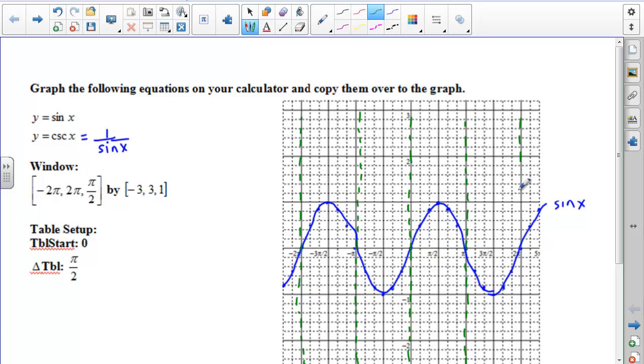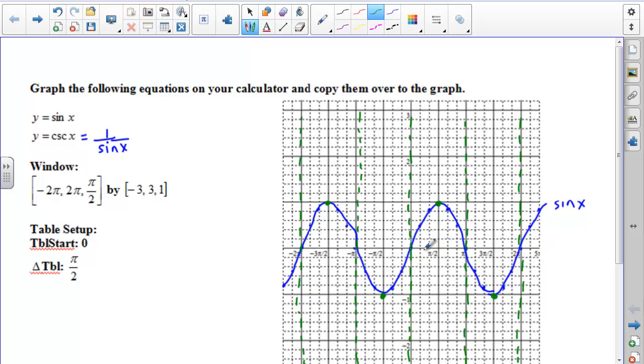One more asymptote. And then the next thing to start thinking about is, what does reciprocal mean? Well, reciprocal means flip the number. So if I look here, my sine value is 1, and the reciprocal of 1 is 1, so that point is on the cosecant graph, and that point too. The reciprocal of negative 1 is negative 1, and so those 2 points are also on the cosecant graph.